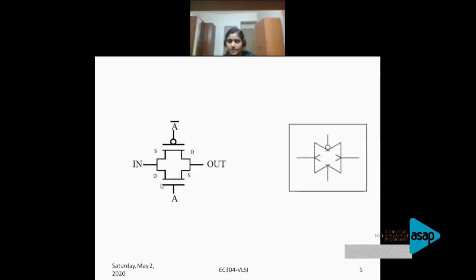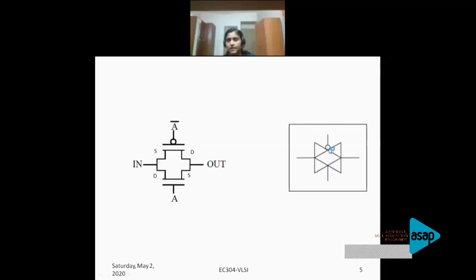Now we'll see what symbol is normally used in textbooks to represent a transmission gate. This is the symbol of a transmission gate. Where you put a bubble, that is normally the PMOS transistor. Where you don't have a bubble, that is your NMOS.